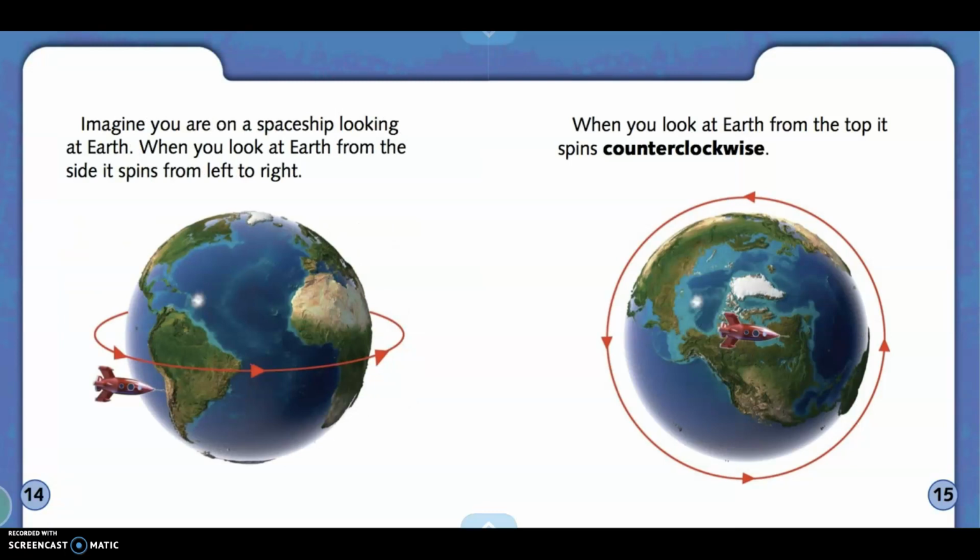Imagine you are on a spaceship looking at Earth. When you look at Earth from the side, it spins from left to right. When you look at Earth from the top, it spins counterclockwise.